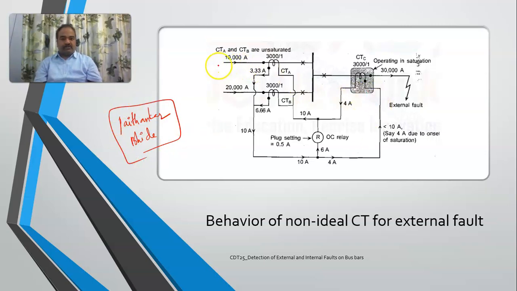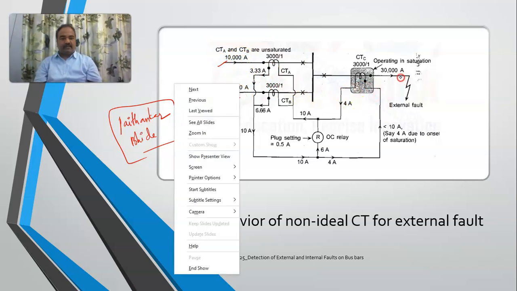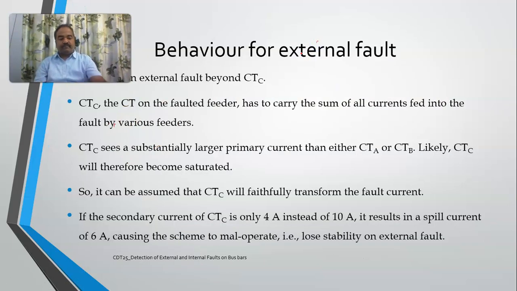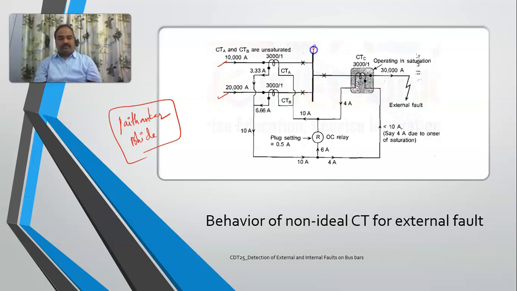Now see here, there are two incoming feeders, each one carrying current of 10,000 and 20,000 amperes, and this is my bus bar, and this is my external feed, outgoing feed. And see the current which it is carrying, 30,000, right? 10,000 plus 20,000 incoming, which is equal to 30,000.